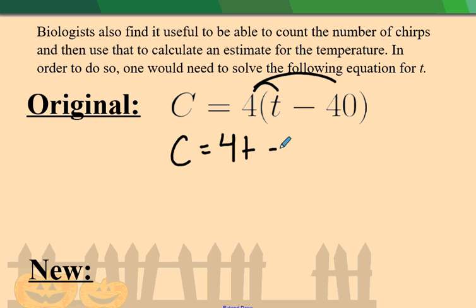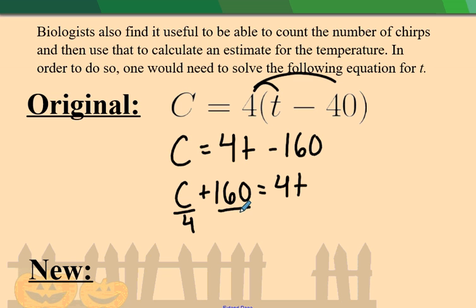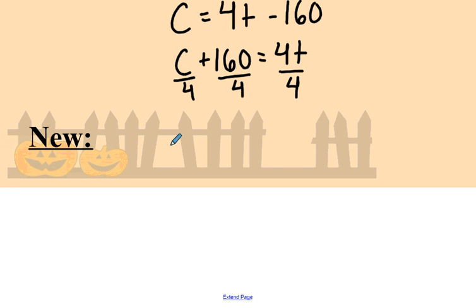I get 4T, then minus 160. Then add the 160 over. I get C plus 160, then equals 4T. Now I need to divide everything by 4. Divide by 4, divide by 4, divide by 4. So I could write it two ways. I could actually write this as, I'm going to write T first.